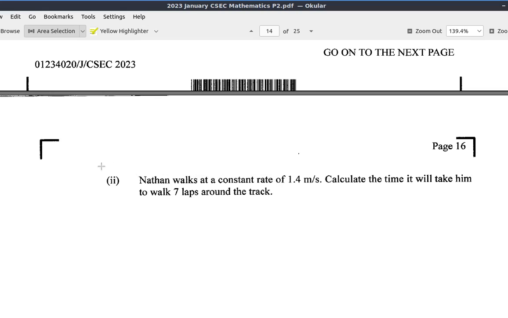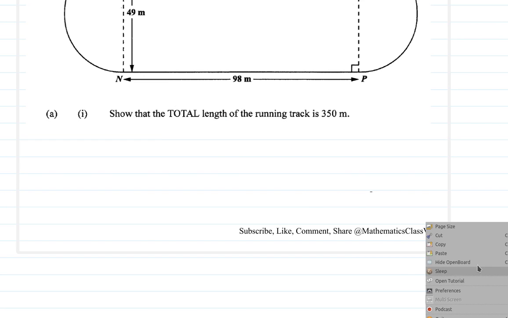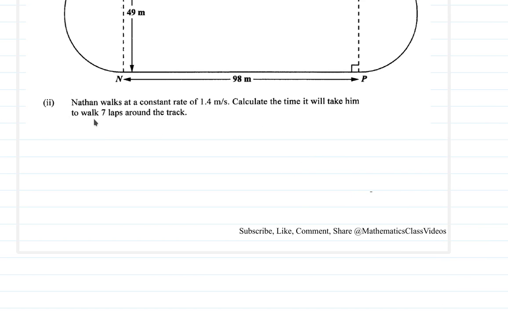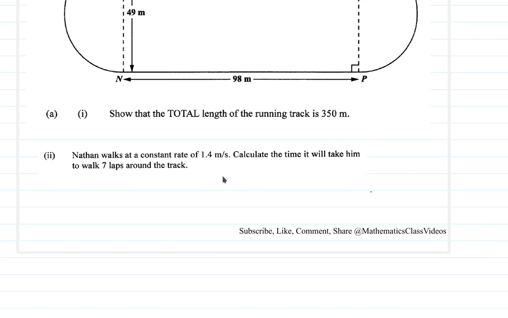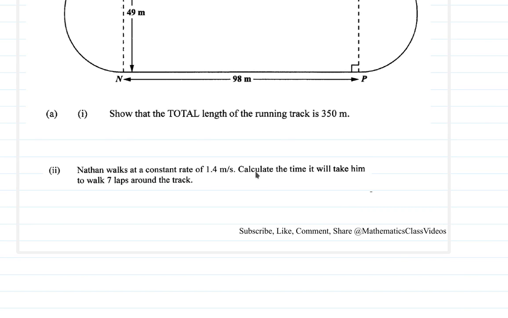They say here, all right, let's just copy it and put it over here. Nathan walks at a constant rate of 1.4 meters per second. Calculate the time it takes him to walk 7 laps around the track. All right, you know it's 350 meters.